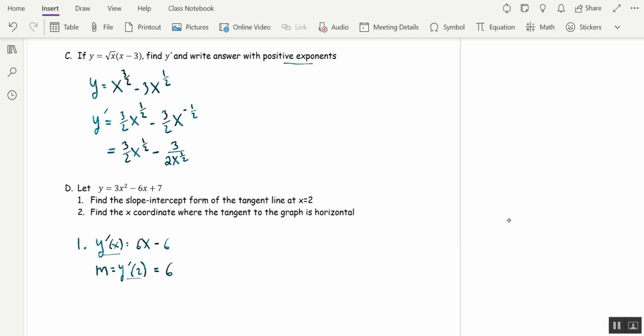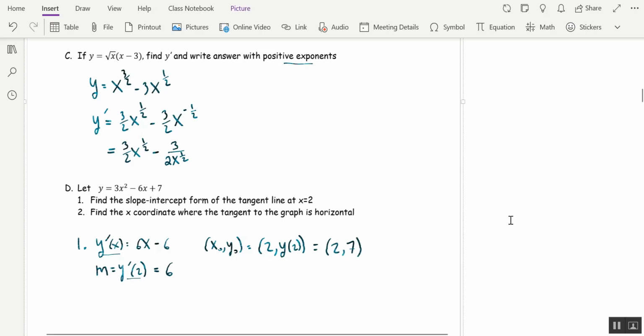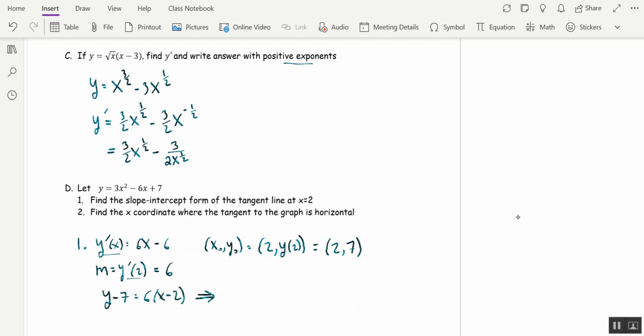So now we know the slope of the tangent, and we need an x naught, y naught, which is the point on the graph. Now we're told x is 2, and so to get the y value, we need y of 2. All right, and you can see that that's (2, 7). If you pause the video, make sure you can verify that. And so now we use point slope. Y minus y naught, which is 7, is 6 times x minus 2. And this implies, if we want to write that in slope-intercept form, y is 6x minus 5.